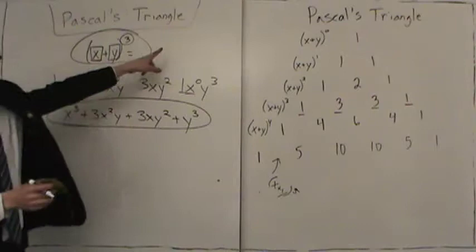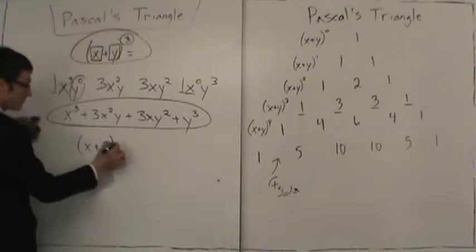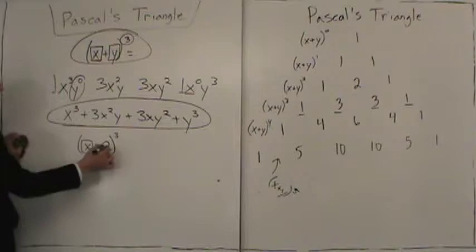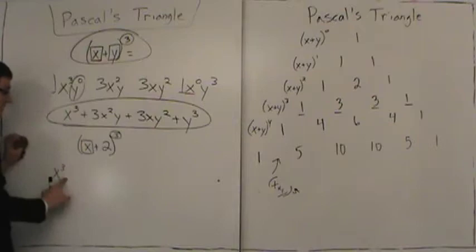So let's look now at quantity x plus 2 to the 3rd power. Very similar, but here we don't have a y, we have a 2. Okay, so let's look at this now. Starting with the first variable, x, we start with x to what power? We start with x to the 3rd and go all the way down to 0. So x to the 3rd, x squared, x, and x to the 0.